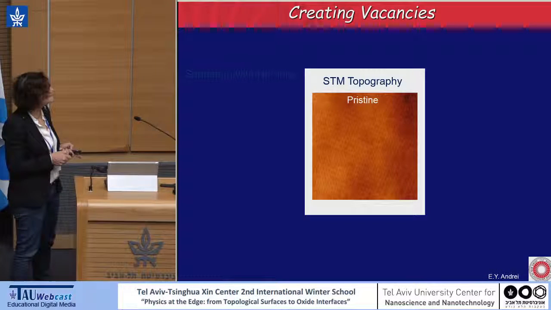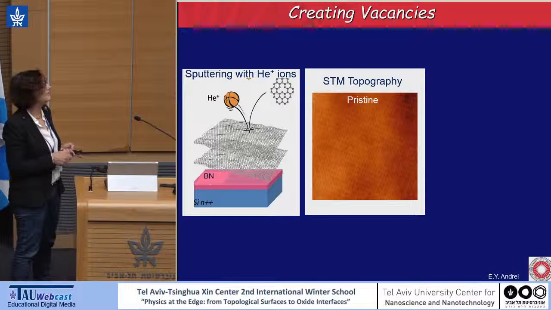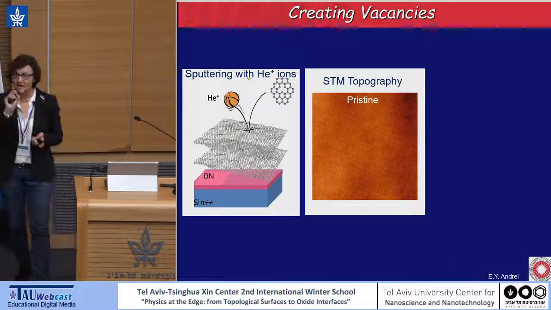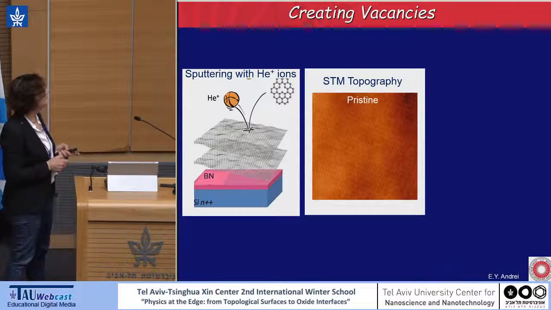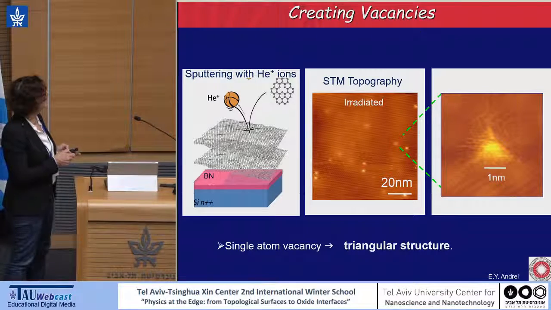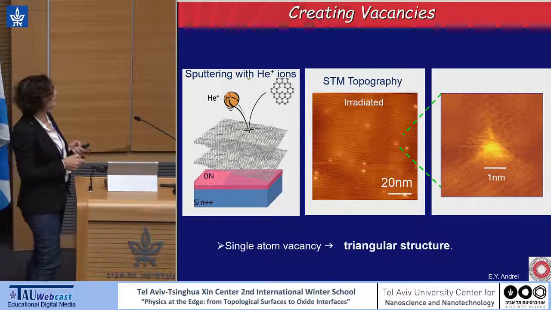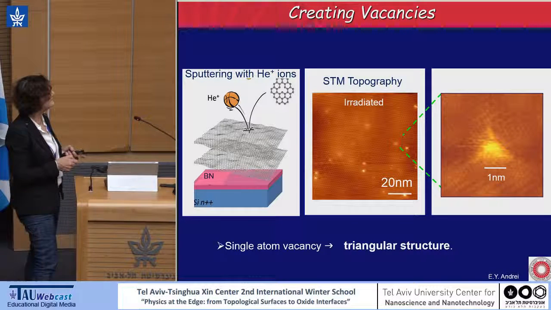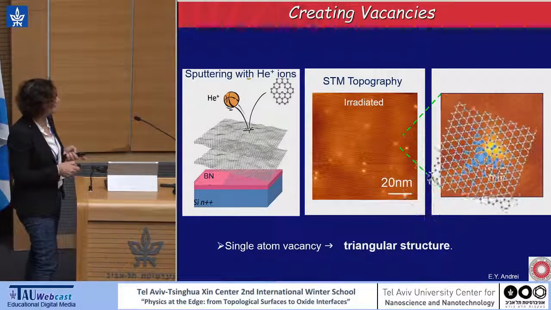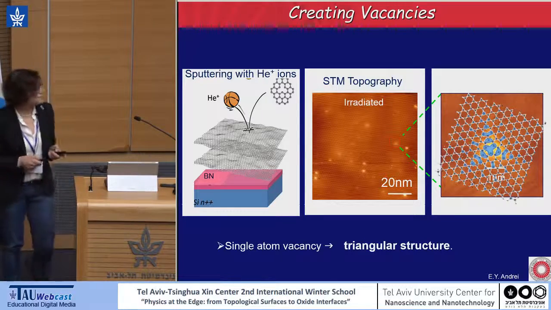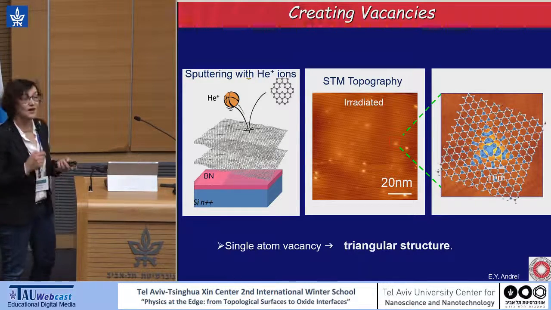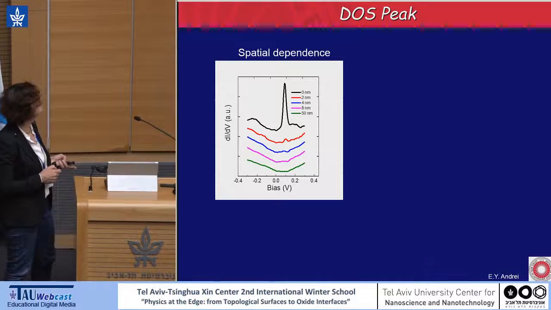The way we do it, we look at the topography of pristine graphene, and now we bombard it with low-energy helium ions, about 100 eV. What happens is we kick out carbon atoms, and most of them for these conditions are single carbon vacancies, and they look like this. When you zoom in, there's this triangular structure, which is exactly what you expect from this reconstructed vacancy. So by finding these structures, we know that we have single atom vacancies.